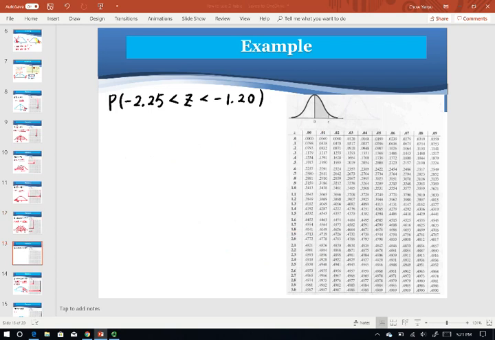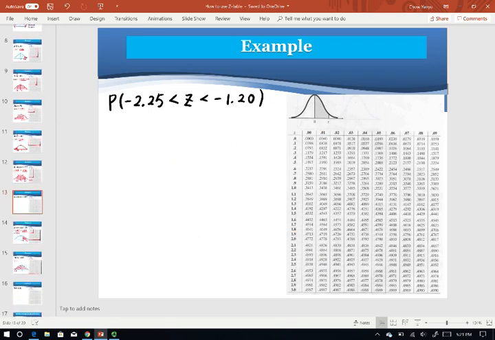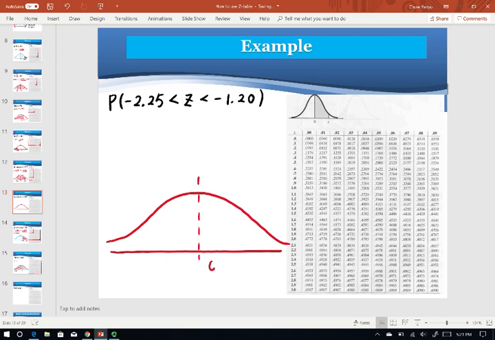And let's see one more, two negatives. So draw the curve. The middle is 0. So negative 2.25 and negative 1.2, from here to here. If it's on one side, you just subtract the two table values: the table value for 1 minus the table value for 2. And remember, you need to use the bigger one minus the smaller one.